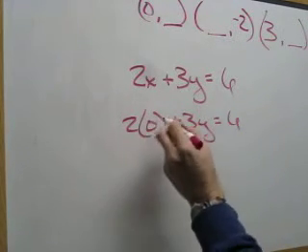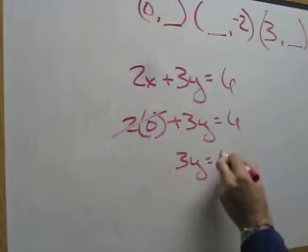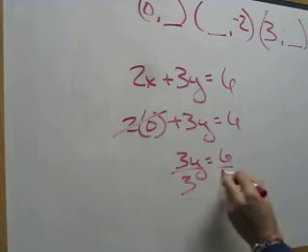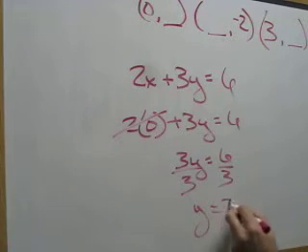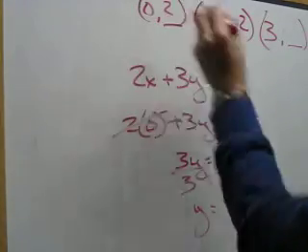So 2 times 0 disappears because it's 0. So 3y equals 6. Divide by 3. y is 2. So when x is 0, y has to be 2.